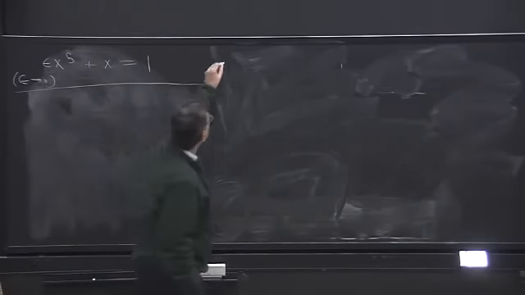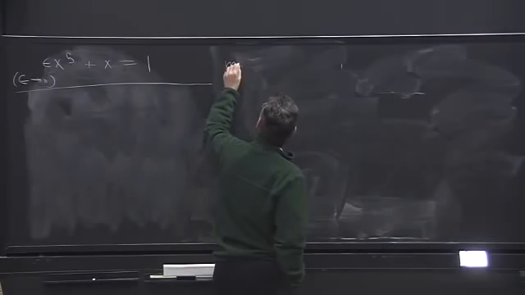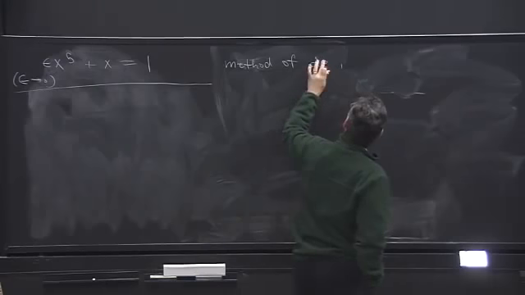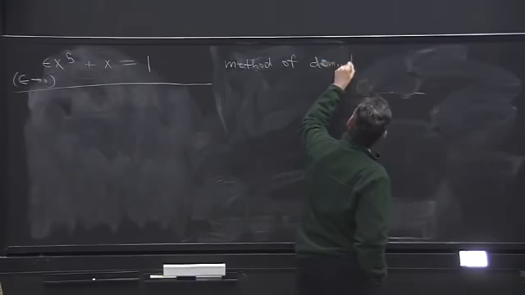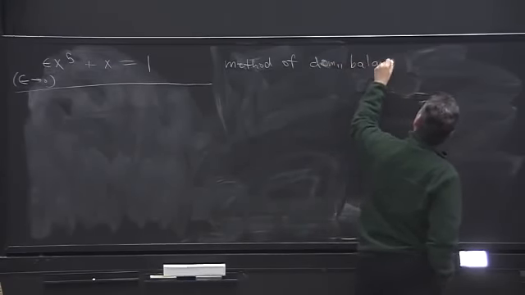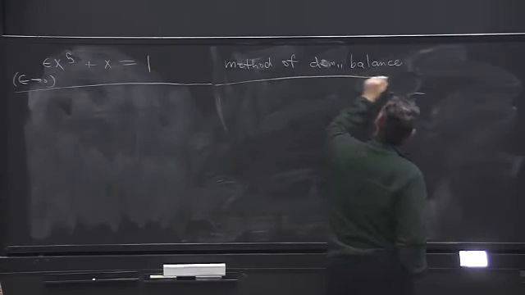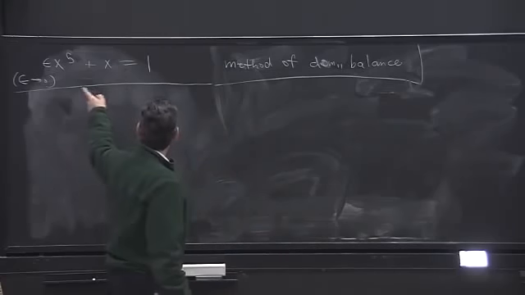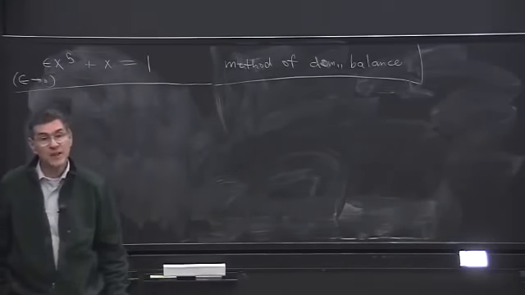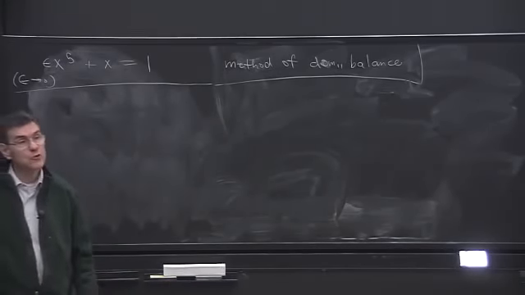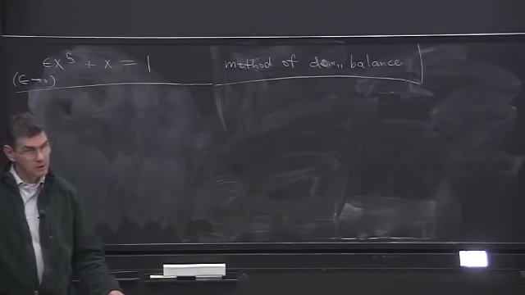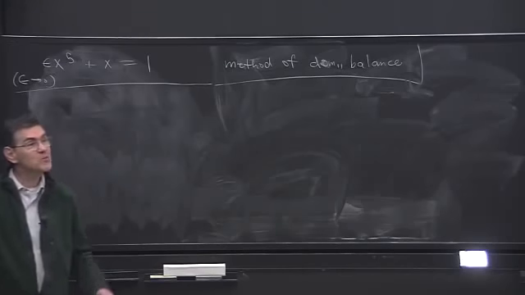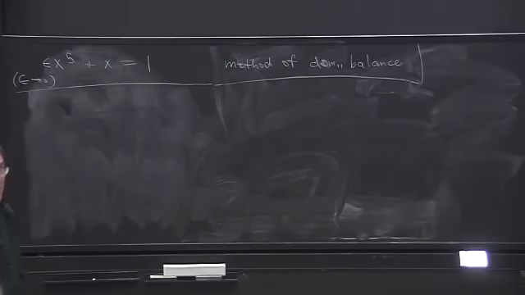Well, we're going to use the method of dominant balance. The method of dominant balance consists of saying it's likely that one of these terms becomes negligible, and the other two terms are now asymptotic to one another. Well, which term becomes negligible? Well, there are three possibilities.